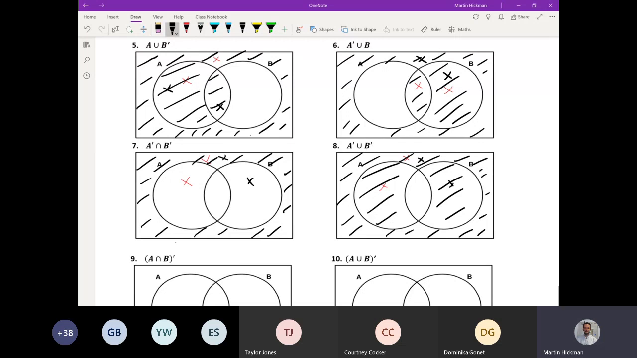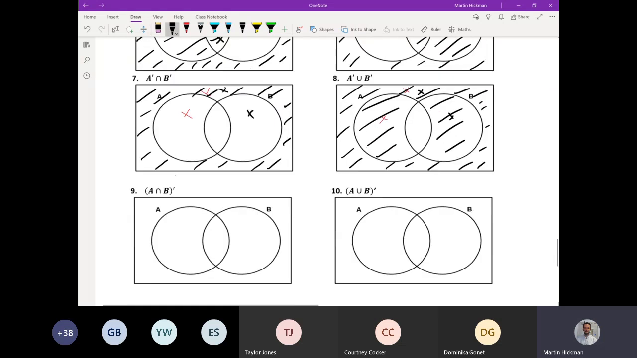The only thing I couldn't shade in is this bit in the middle, and that's because that's where A and B are happening. So if I shade the bit in the middle, well, I can't say that A isn't happening because it is, and I can't say that B isn't happening in the middle because it is. So that's the only bit I can't shade in because for the OR events, at least one needs to be happening. It doesn't have to be both.